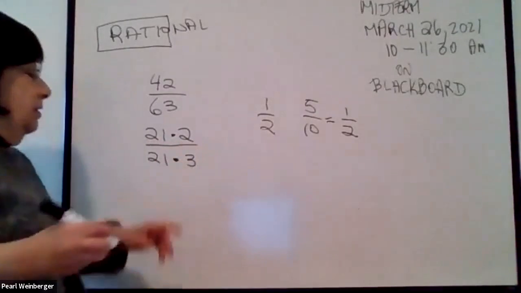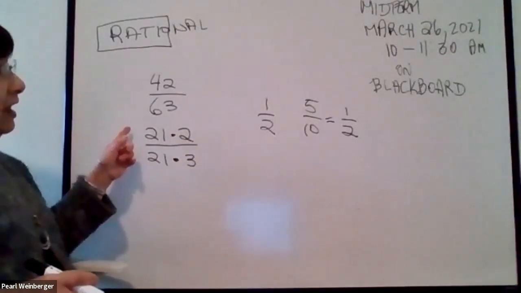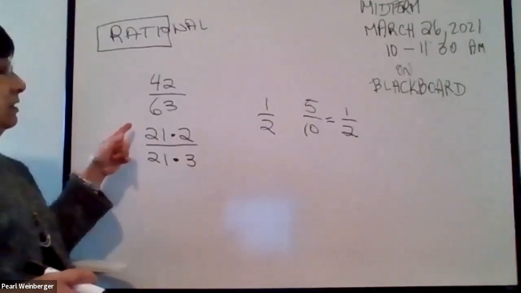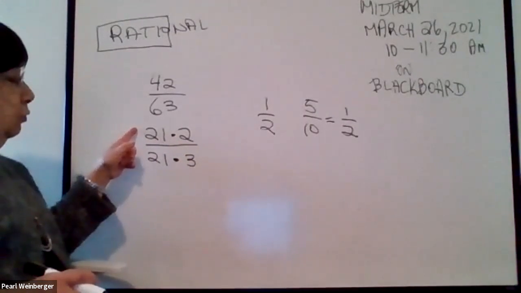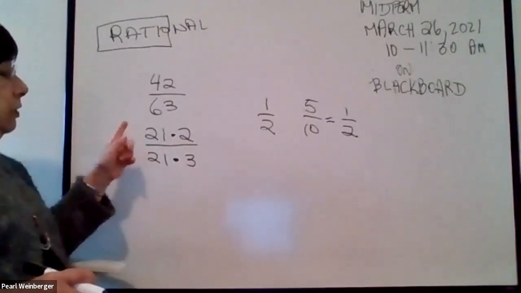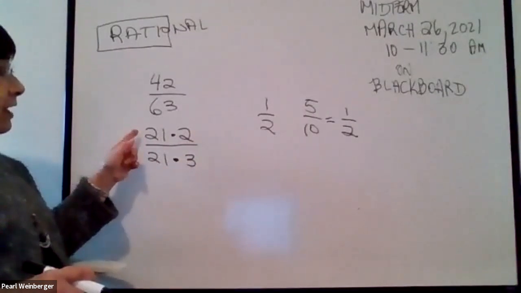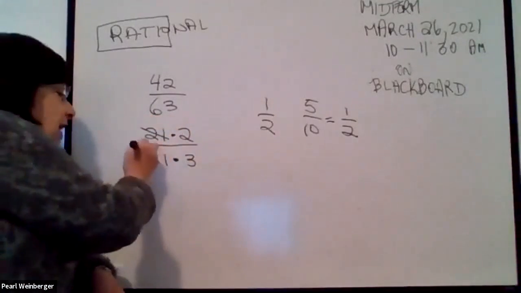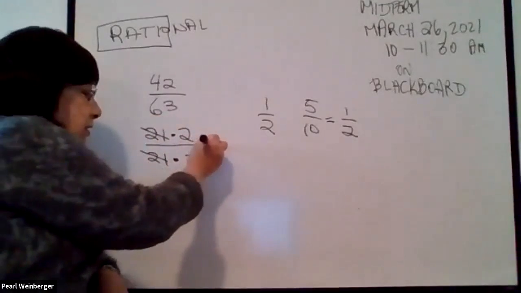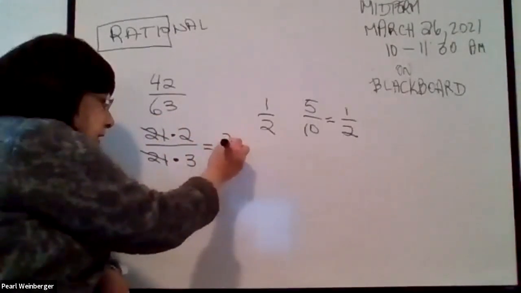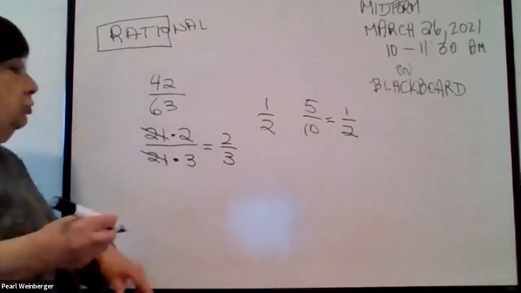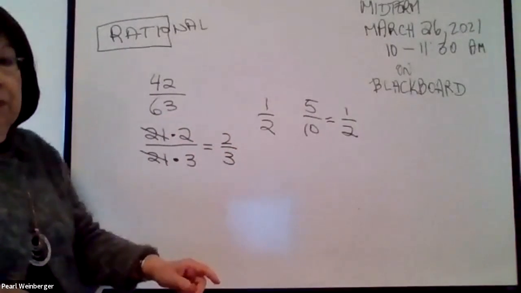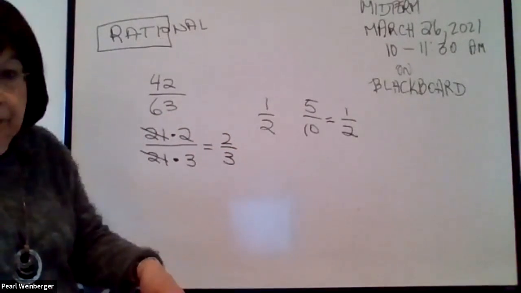And actually, I like that better because then I see that there's a common factor of 21 in both the numerator and the denominator. I can divide out the 21 from both the numerator and denominator. In other words, cancel out the 21, and I get 2 over 3 as my answer in simplest form.